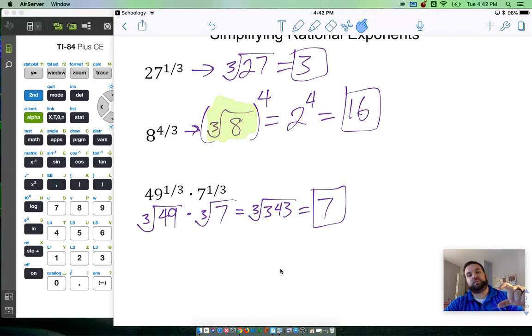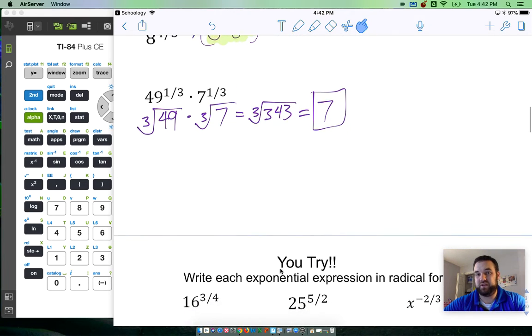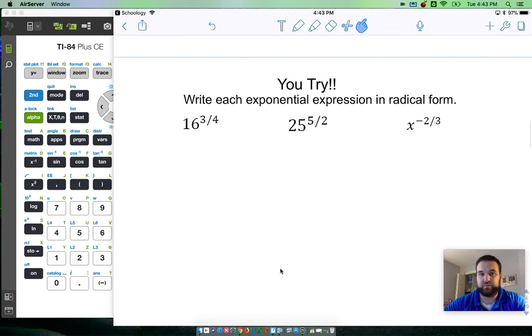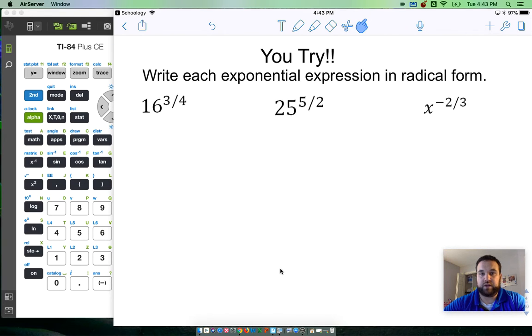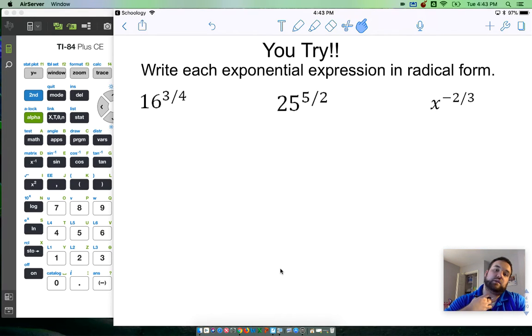So if you have something that has a fraction exponent, you can either rewrite it as a radical or type it directly into the calculator. Sometimes we'll want you to simplify, and sometimes it does come out to be a nice number, and sometimes it's not so much. So go ahead and pause if you want to try these three, writing them from exponential into a radical form, or using the radical symbol.